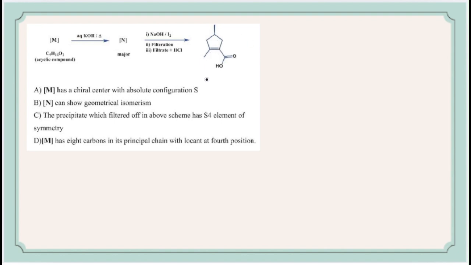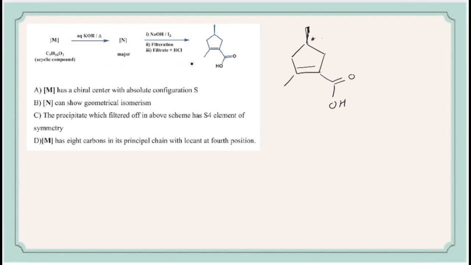We are supposed to find out what the reactant M is, which upon treating with KOH forms N. Then we have to identify the correct statement from the given options. Let's analyze the product here. The product molecule is a cyclic molecule and also an alpha beta unsaturated carboxylic acid, and we have a chiral carbon over here. This is the information we have from the product.